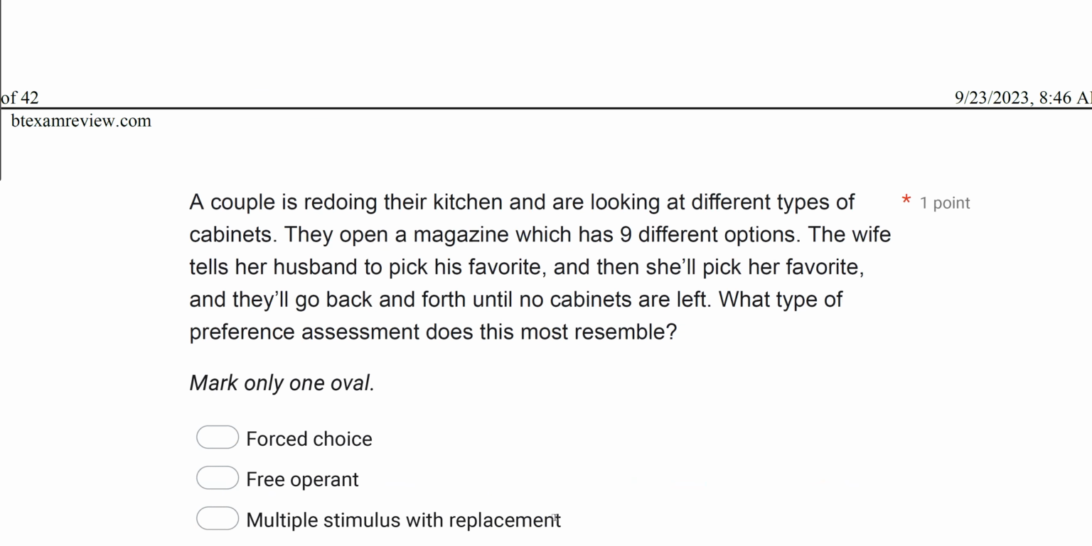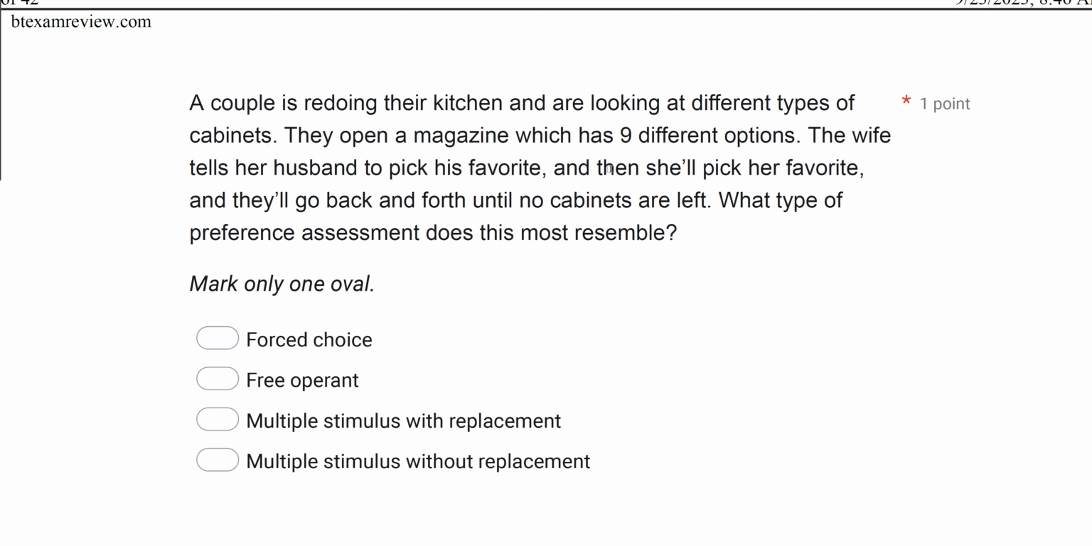A couple is redoing their kitchen and are looking at different types of cabinets. They open a magazine which has 9 different options. The wife tells her husband to pick his favorite, and then she'll pick her favorite, and they'll go back and forth until no cabinets are left. What type of preference assessment does this most resemble?